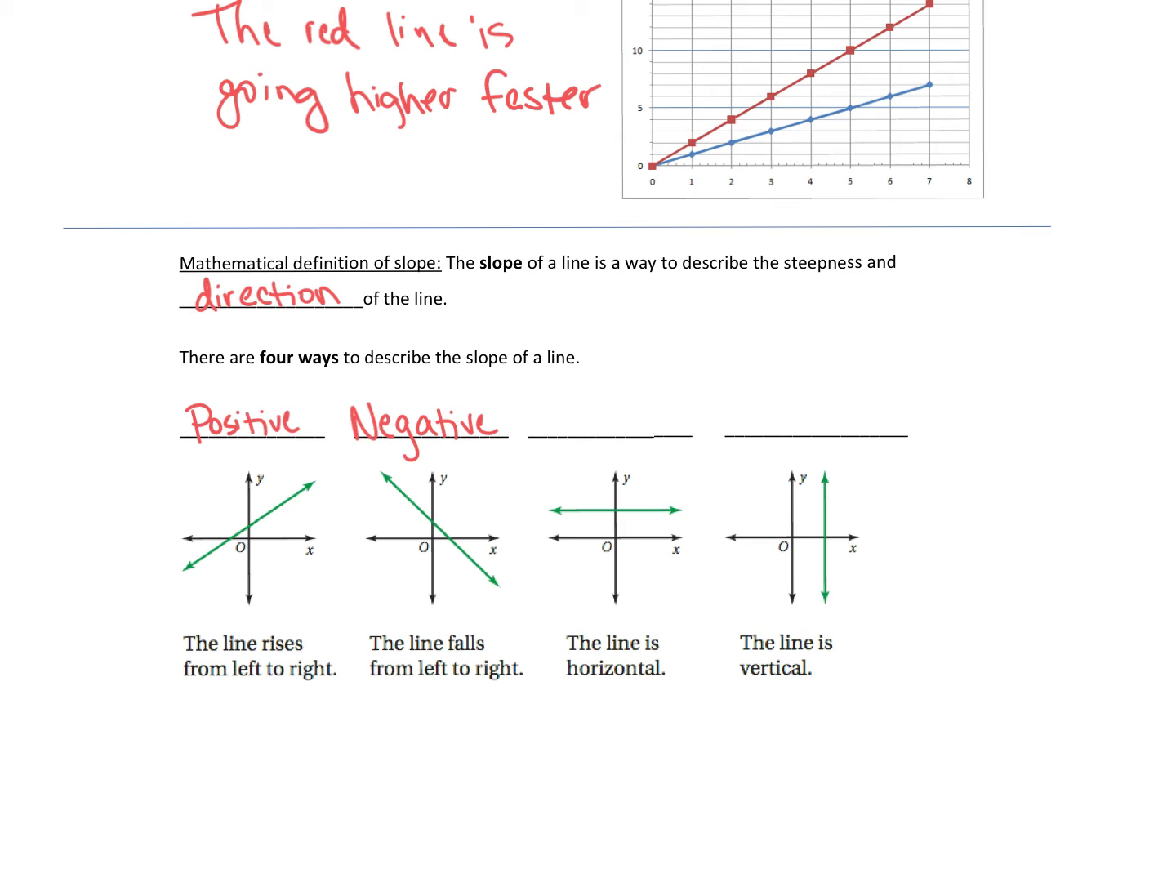And then if we have a line that from left to right is straight, that means there's no slope. And the math term for that is a zero slope. It has zero slope. And then when we have a vertical line, meaning a line that goes up and down, we're calling that an undefined slope.